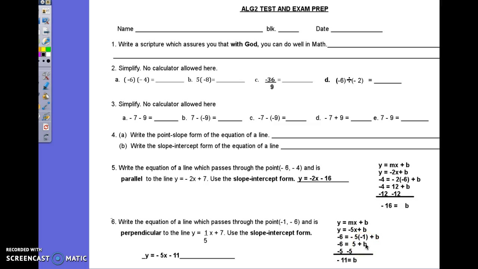And we've got one step to go. We want to get rid of this positive 5 from beside the b, so we subtract 5 from both sides. When we do, we get negative 6 minus 5, which gives us negative 11. Remember, when you have two negatives, you add, and you get a bigger negative. So b becomes negative 11. And we rewrite this as y equals negative 5x minus 11, because we now have the b. That would be the answer.